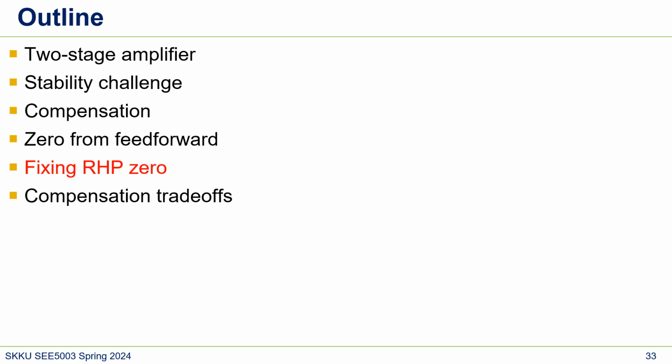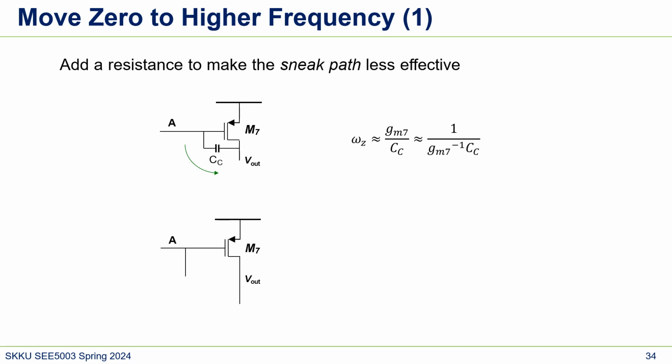Well, luckily there is a way to fix this RHP zero. The first way to solve the RHP zero problem is to move the zero to higher frequency. So why is it better? Why is it good if you move the zero to higher frequency? Because if the zero goes to higher frequency, then the gain is already very low, right? Because of the other poles. So its impact is negligible.